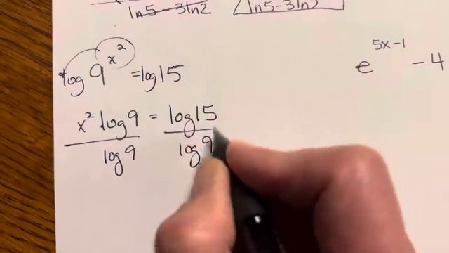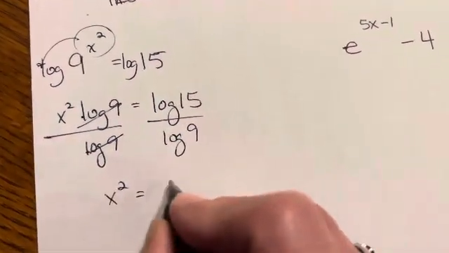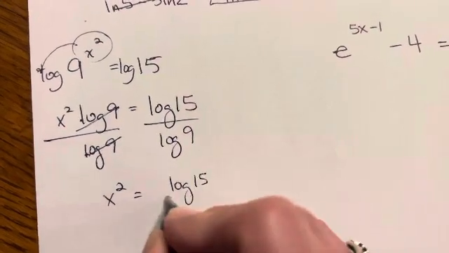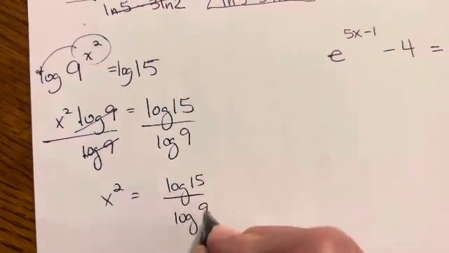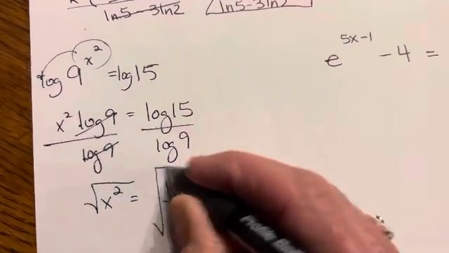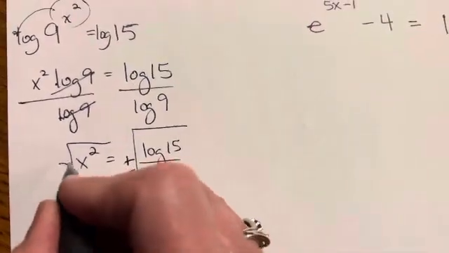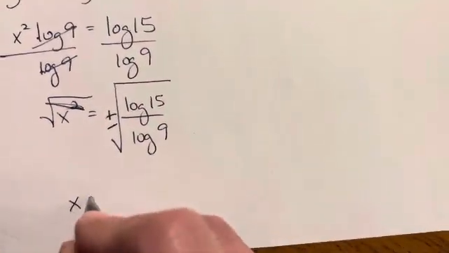By the way, don't try to simplify here. Eek! Don't do that. So I have x squared equals the log of 15 over the log of 9. And then we know how to solve for this. We would take the square root of both sides, and we'd have two answers, the positive and the negative.